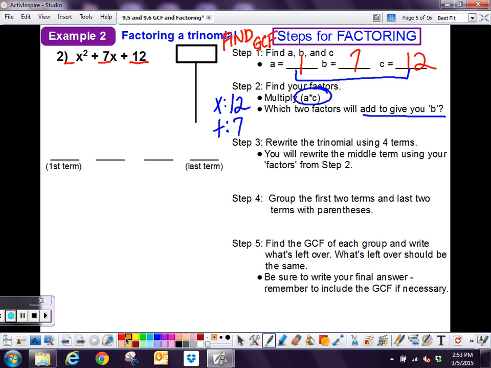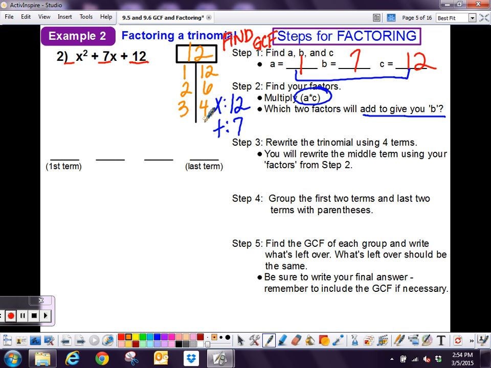Okay? Now some of you maybe already know what those factors are, and that's great. But some of us may need to make some type of table to figure out certain factors. So I'm going to put in this little table of 12. And let's think of all the factors of 12, and I'm just going to start at 1. So I know 1 times 12 is 12. 2 times 6 is 12. 3 times 4 is 12.